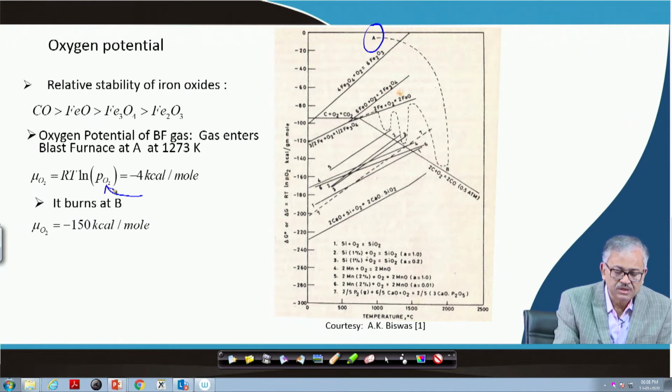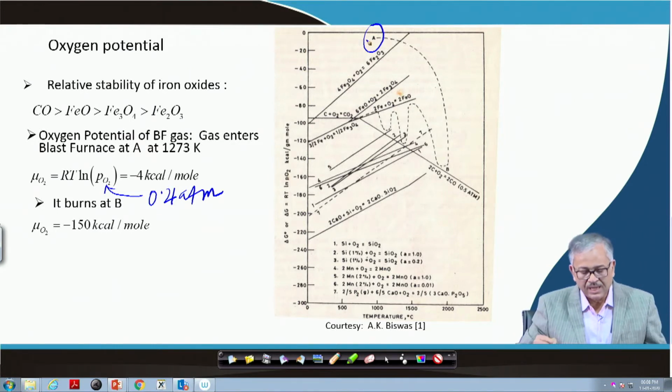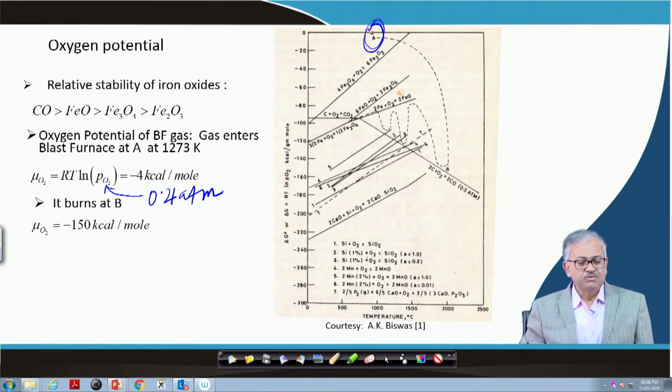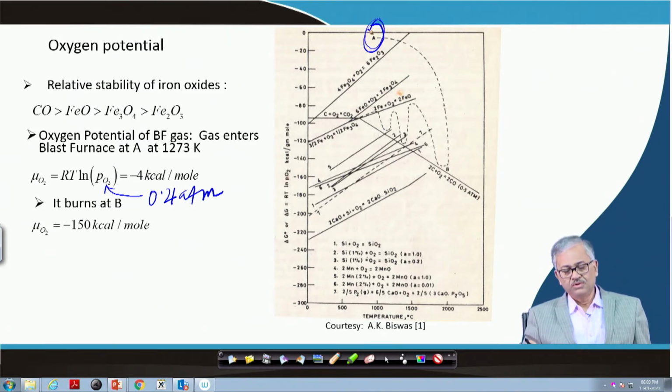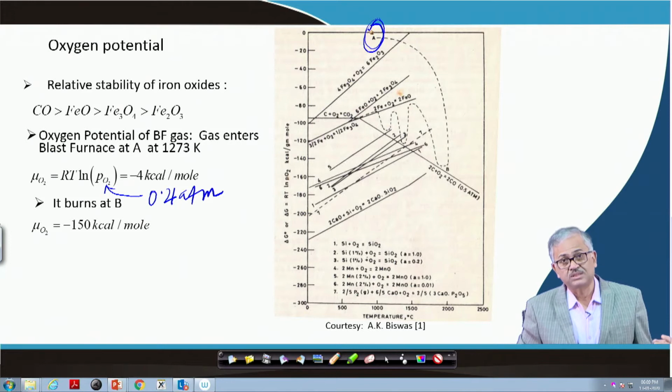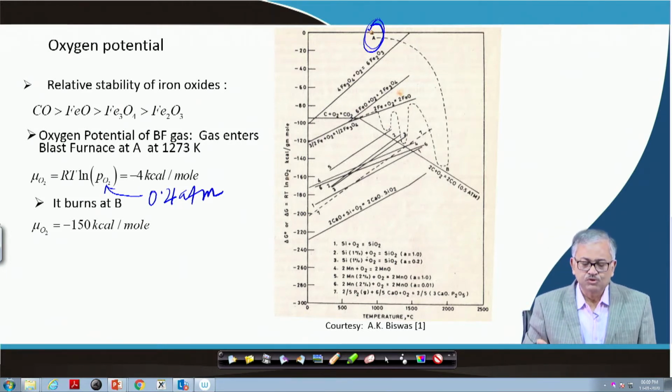pressure of oxygen in air is around 0.21 atmosphere. So, if you make it RT ln PO2, it will be 4 kilocalorie per mole roughly. So, the inlet gas at 1000 degree centigrade has an oxygen potential of around minus 4 kilocalorie per mole. Okay, this is the blast furnace gas. I can say it is basically the oxygen potential of the preheated air blast just at the tuyere level.